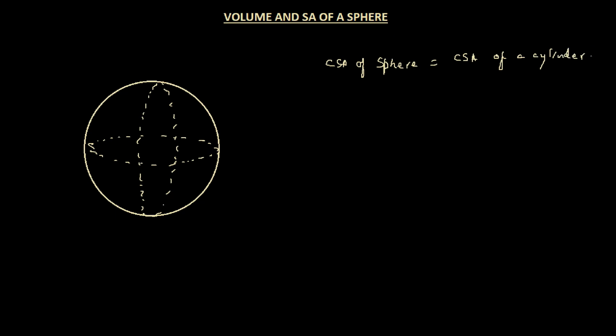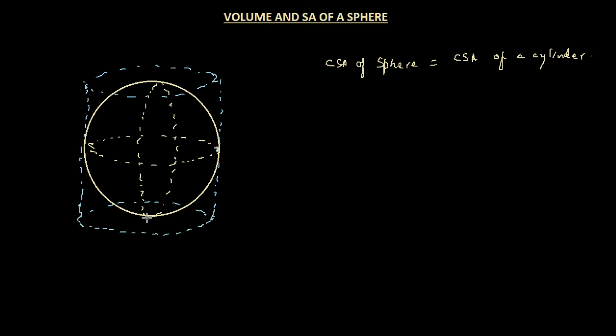So how does it look like a cylinder? See, if we open it up from here and take this side towards the right and this side towards the left, it will start looking like a cylinder, and the same we'll do at the bottom also, and it will look something like this. Now, as you notice, the cylinder has the same height as the height of the sphere, and it has the same radius as the radius of the sphere.